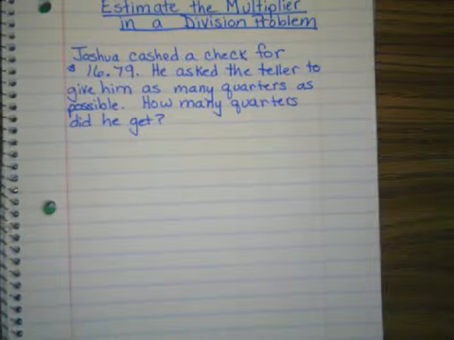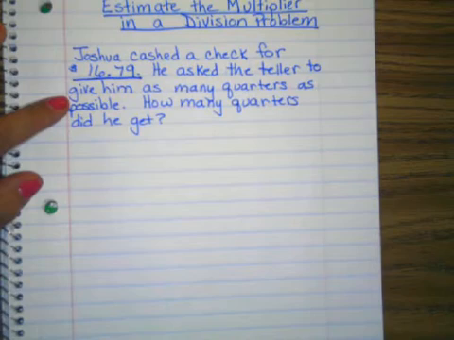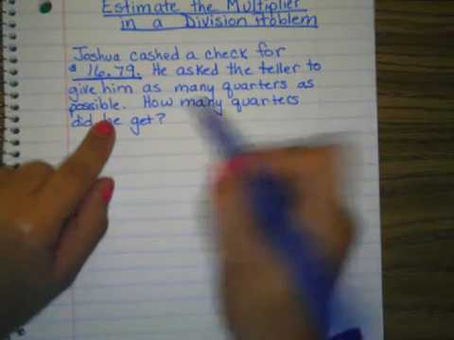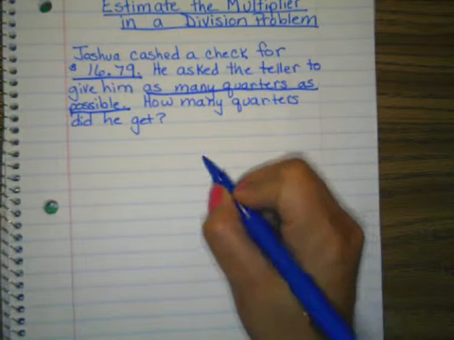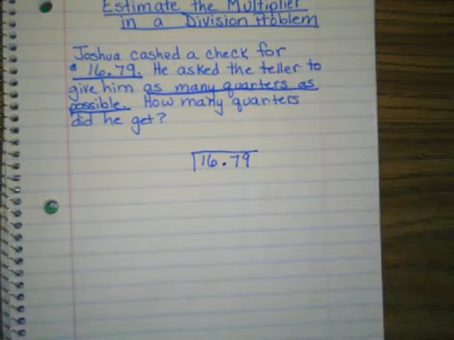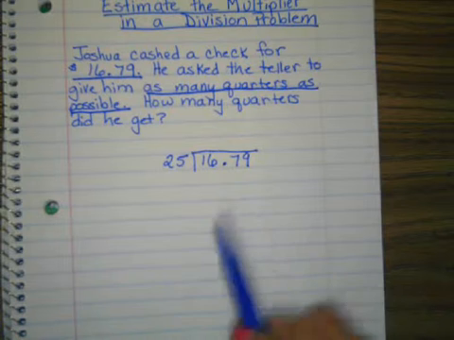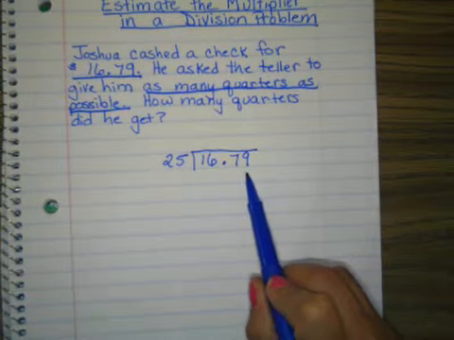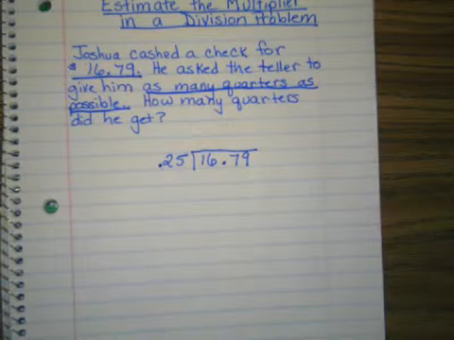Well, looking at this problem, I'm going to start by underlining some facts, some key pieces of information. Well, what do I know so far? I know Josh cashed a check for $16.79. I also know that he wants as many quarters as possible. So if Josh started out with $16.79, he's asking the teller to divide that by 25 cents. So essentially, we want to know how many quarters are in $16.79. This is a quarter. I have my decimal point in front of it, right?